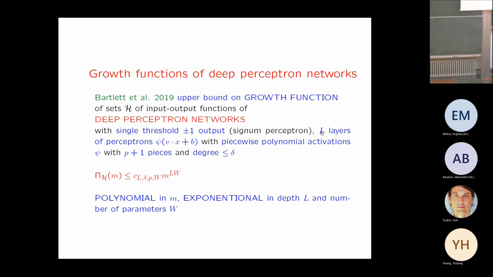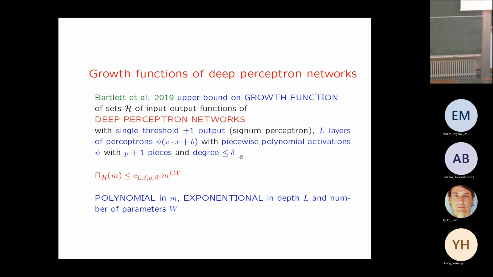Then it has L layers. And in every layer, there is a perceptron with not now signum, but piecewise polynomial activation function. So it computes some activation function psi composed with an affine function. And they considered that these are piecewise polynomials with p plus 1 pieces and degrees at most delta.